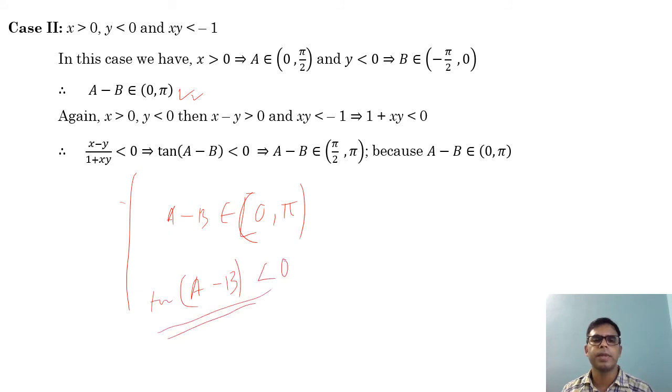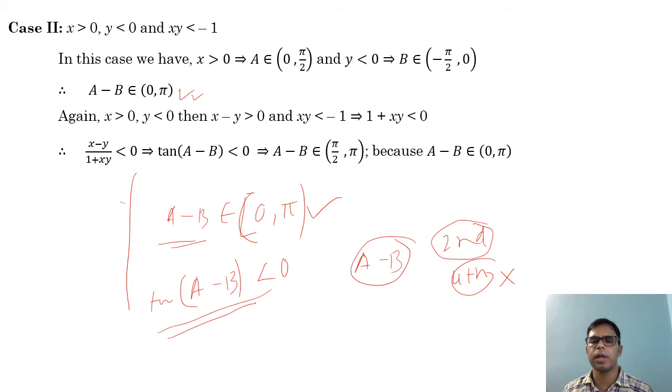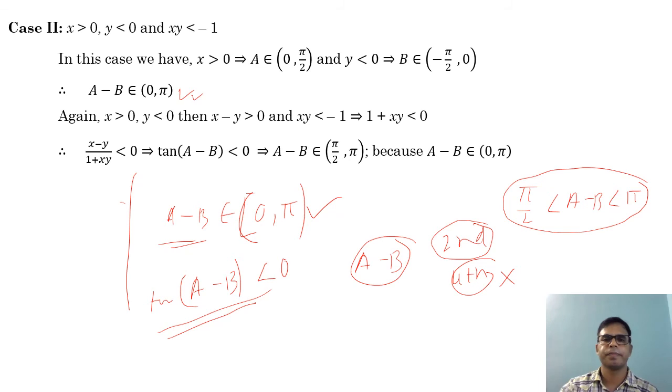That means the angle a minus b is either in the second quadrant or in the fourth quadrant. But it cannot lie in the fourth quadrant because actually a minus b is from 0 to pi. So this option is already cancelled. So it must be in the second quadrant. Second quadrant means it will start from pi by 2, then a minus b, and it will finish at pi. So this will be the range for a minus b now.